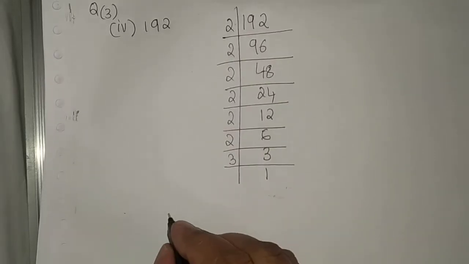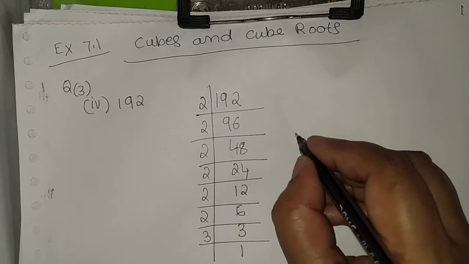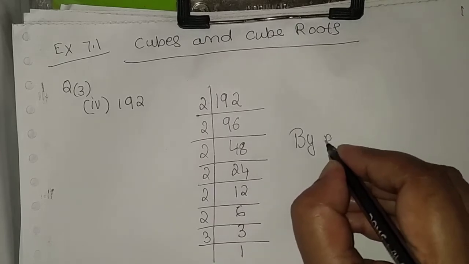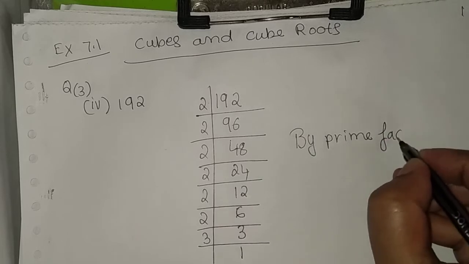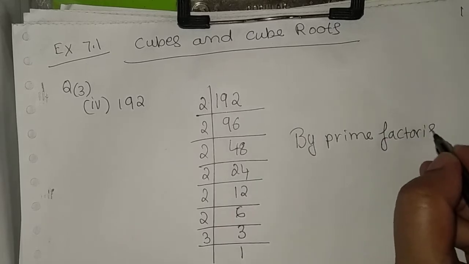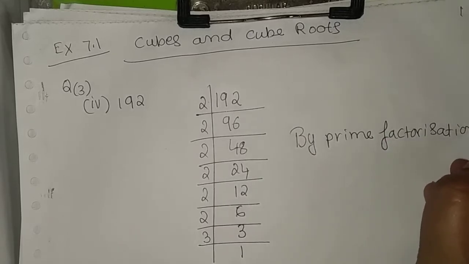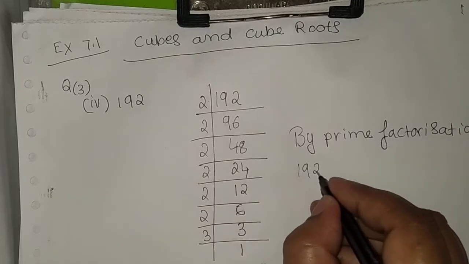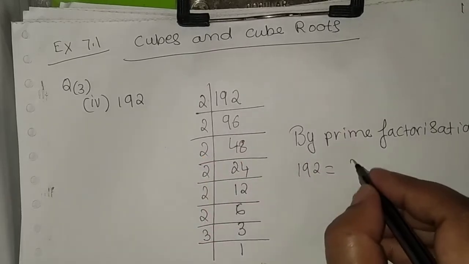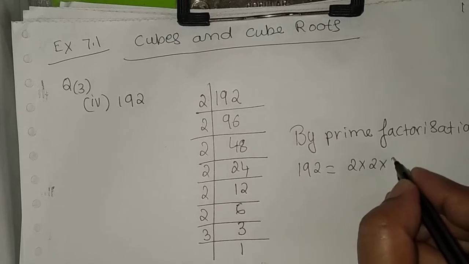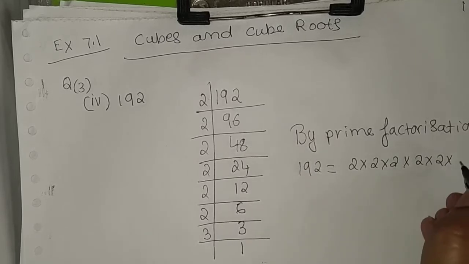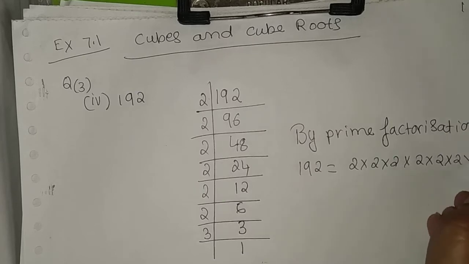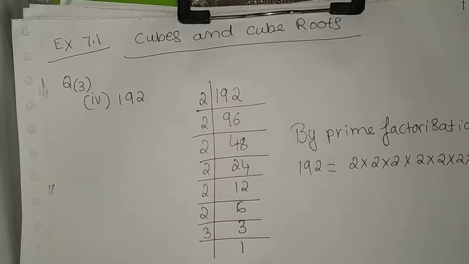So the next step is by prime factorization. 192 is equal to, write all this, that is we have six 2's here. So write down six 2's and one 3 is there. So now we have to, what is the next?